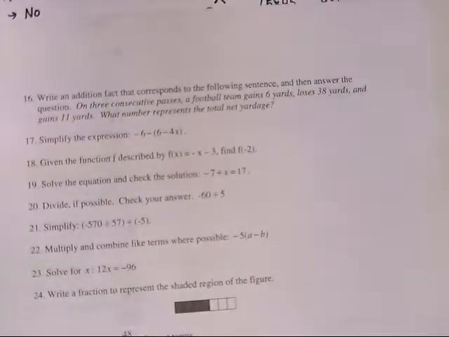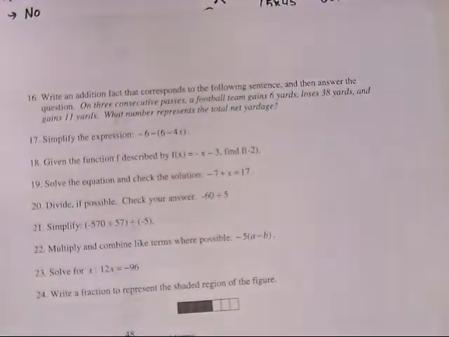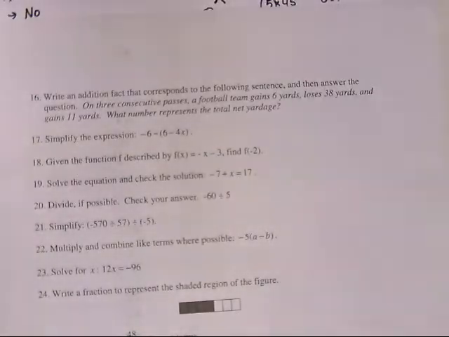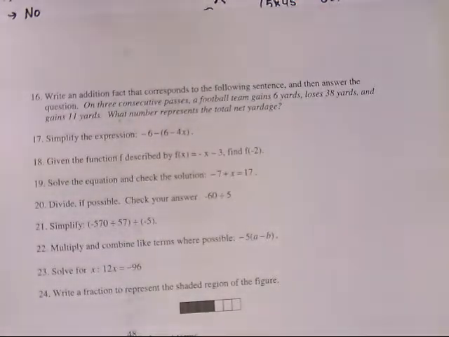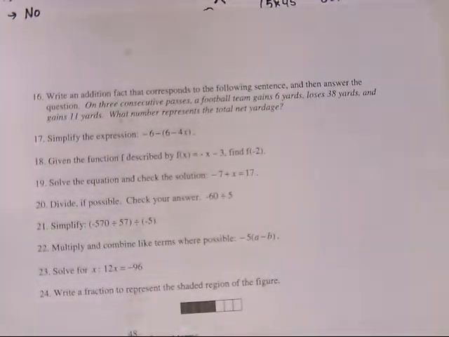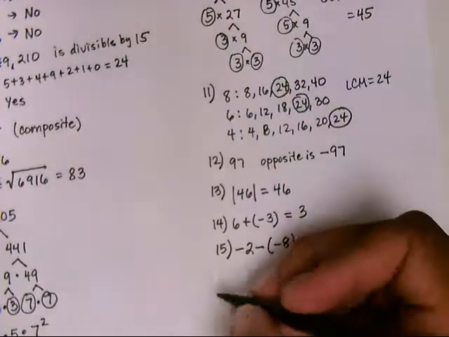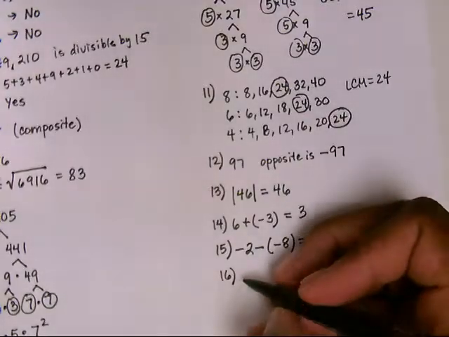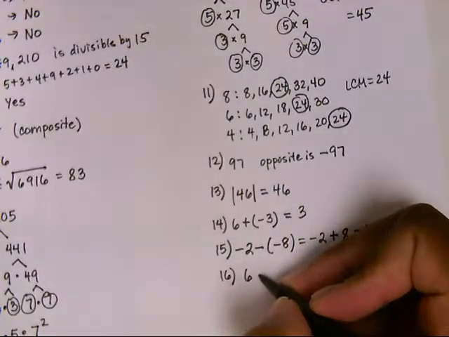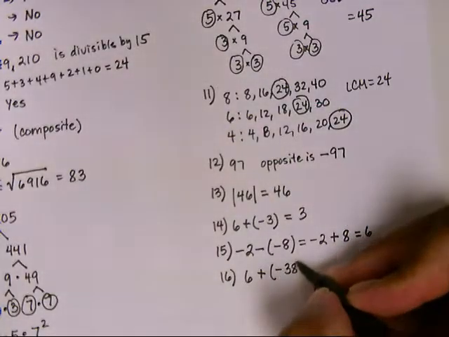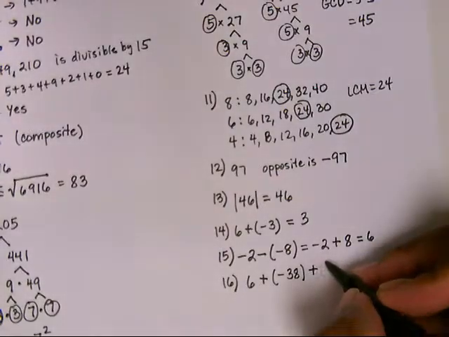Alright, number 16. Write an addition fact that corresponds to the following sentence and then answer the question. On 3 consecutive passes, a football team gains 6 yards, loses 38 yards, and gains 11 yards. What number represents the total net yardage? So, to write an addition fact, the football team gains 6 yards, that's going to be a positive 6, and then we're going to add to it a loss of 38 yards, that's negative 38, plus a gain of 11 yards.